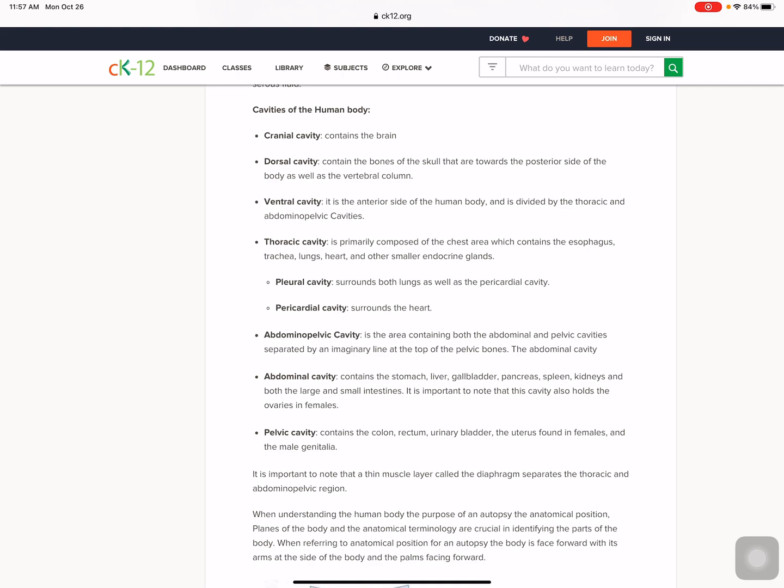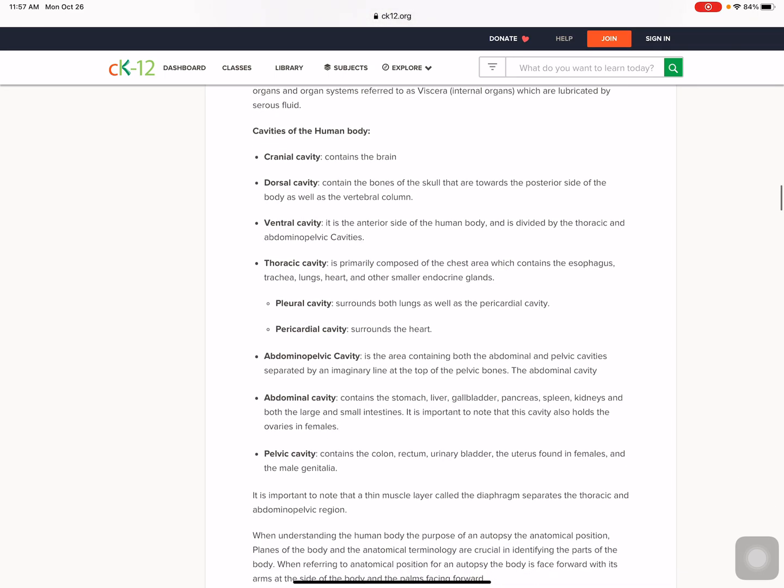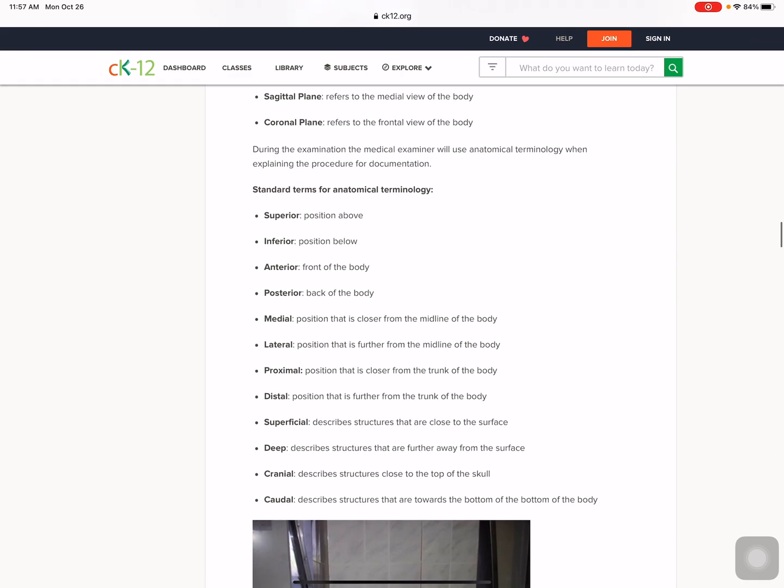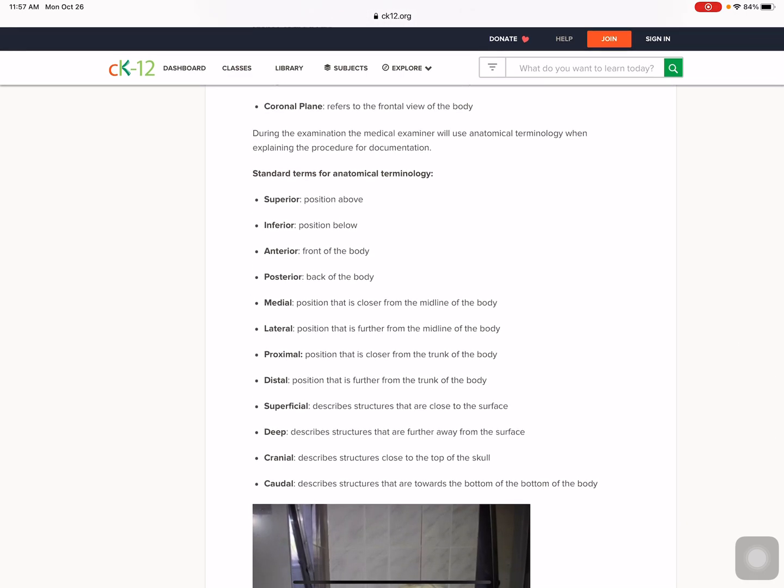It's worthwhile looking over the cavities of the human body and the planes of dissection farther down on the screen for your general knowledge. But this is not part of the test, so you're not going to see definitions like this on the test. Just know the sequence that an autopsy goes through. But like I said, it's really good for you to know anterior, posterior, dorsal, ventral, distal, proximal, superficial, things like that. This is kind of common knowledge in the English language about positioning.